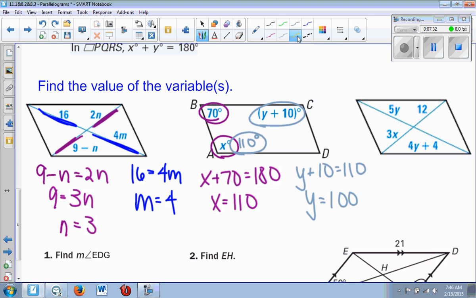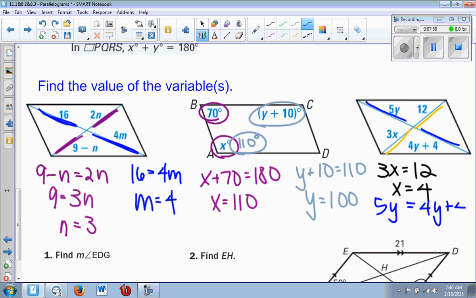In the next one, similar to the first one we did, we've got diagonals bisecting each other. So those 2 yellowish ones, those pieces are equal, so 3x equals 12. And if you divide, we end up with x equals 4. The other set of diagonal pieces are congruent also, so 5y and 4y plus 4. Simply by subtracting 4y, we end up with y equals 4. So again, the algebra, not overly difficult.